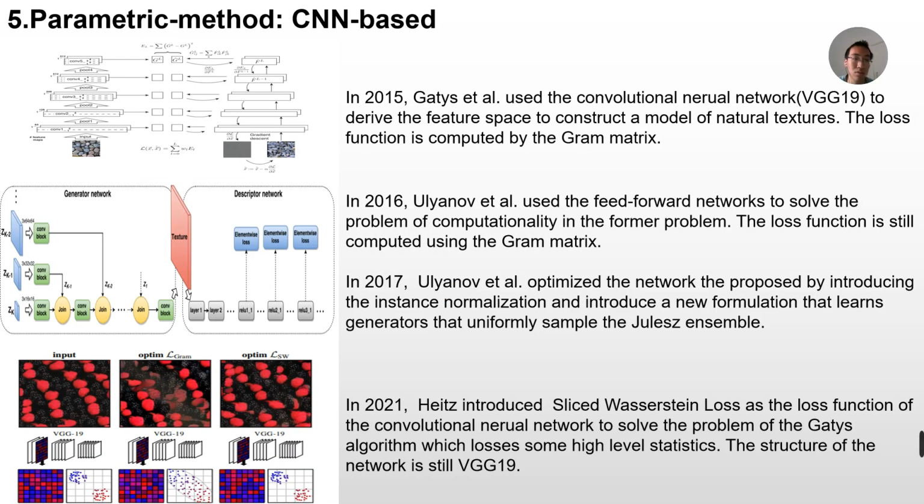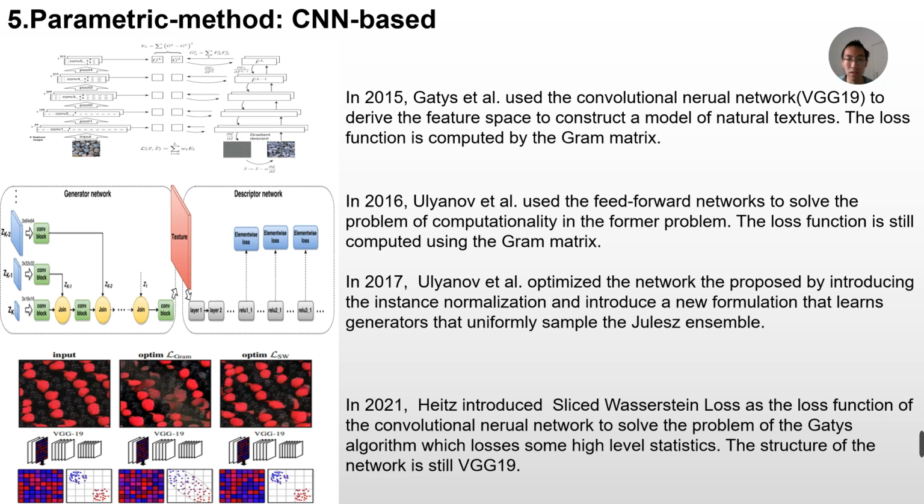And finally, I will introduce the convolutional neural network-based method. In 2015, Gatys used the convolutional neural network VGG19 to derive the feature space to construct a model of natural textures, and the loss function is computed by the Gram matrix. In 2016, Ulyanov used a feed-forward network to solve the computational cost problem of the former method. The loss function is still computed using the Gram matrix.